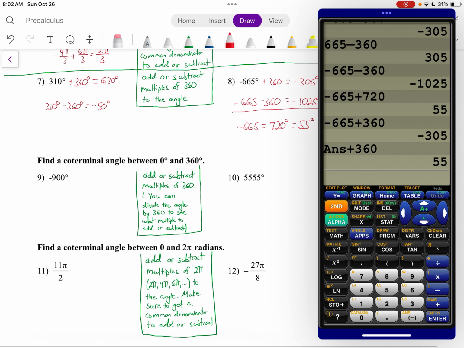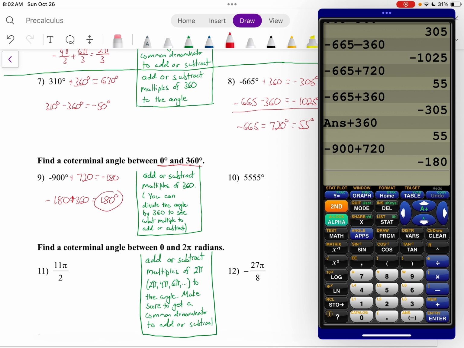Numbers 9 and 10, find a coterminal angle between 0 and 360. So again, kind of like the other ones, sometimes you have to do a little bit more, but we could add 360 several times. We could realize adding 720 is not going to be enough, that's not going to get us between 0 and 360. So that gives us negative 180. But then we would have to add 360 again, which obviously would give us positive 180. So make sure it's between 0 and 360.